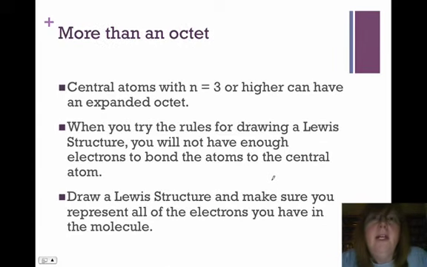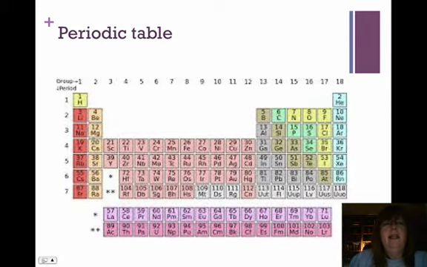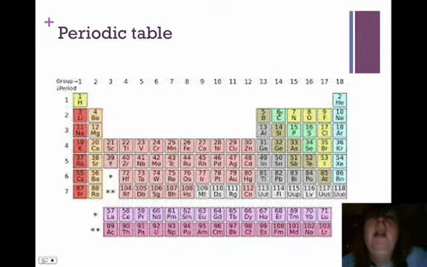All right, more than an octet. This is a lot more common. Central atoms that are in n equals 3 or higher can have expanded octets. So let's go ahead and look at our periodic table. Things in the first or second period cannot break the octet rule. There's just no room for those extra electrons to go. So if your central atom is carbon, it will not break the octet rule. Neither will nitrogen or oxygen or fluorine. These do not break the octet rule.